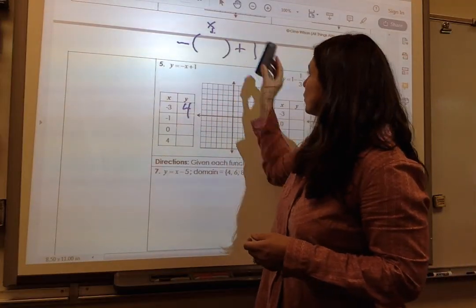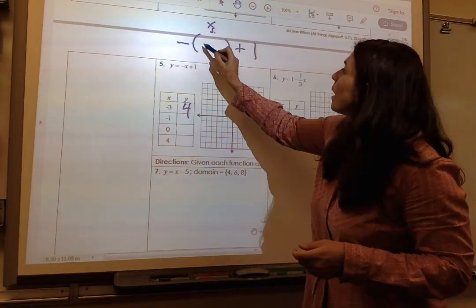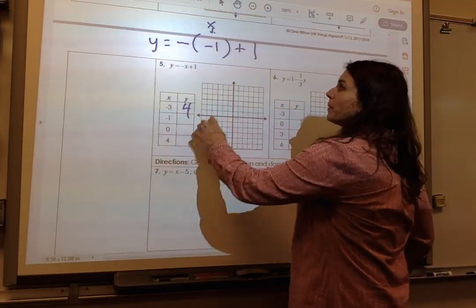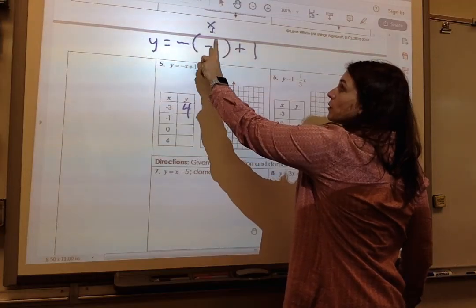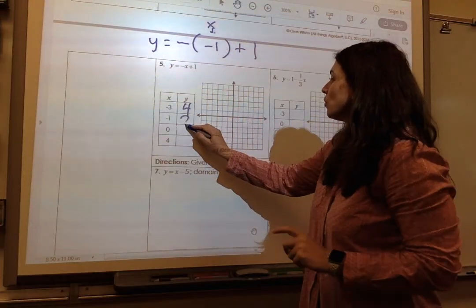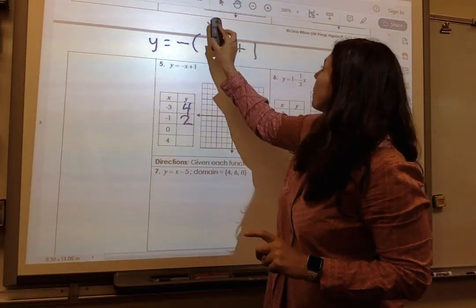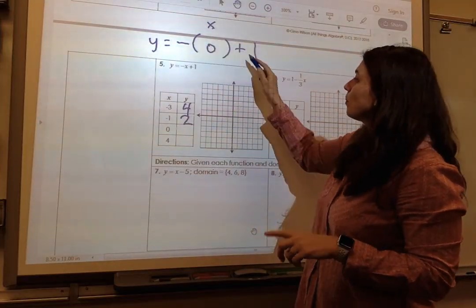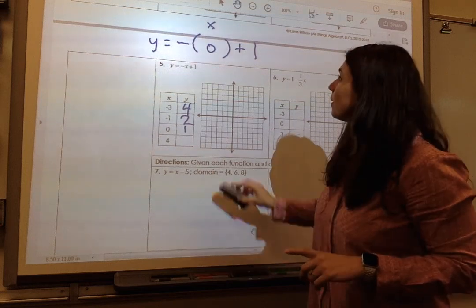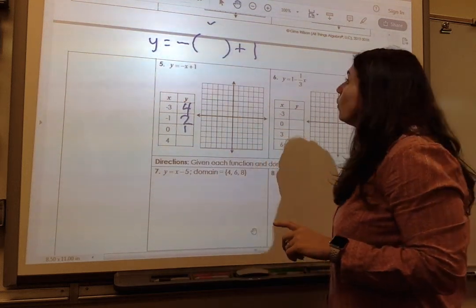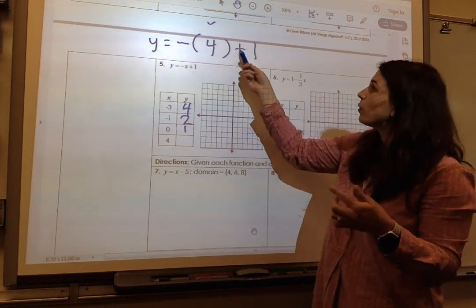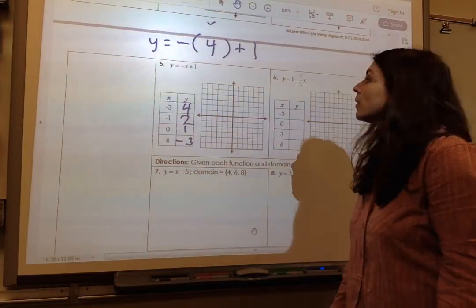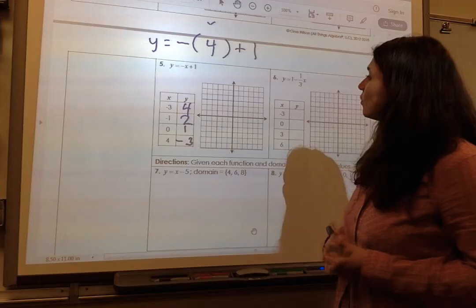Okay? And now I'm going to switch it out to another value of x. What happens when it's negative 1? So this is y equals. So when I plug in negative 1, a negative times negative is positive 1. 1 plus 1 is 2. When I put in a 0, 0 plus 1 is 1. When I plug in a 4, negative 4 plus 1 is negative 3. So does everybody see how I'm filling out that table? Just evaluating like I do all the time.